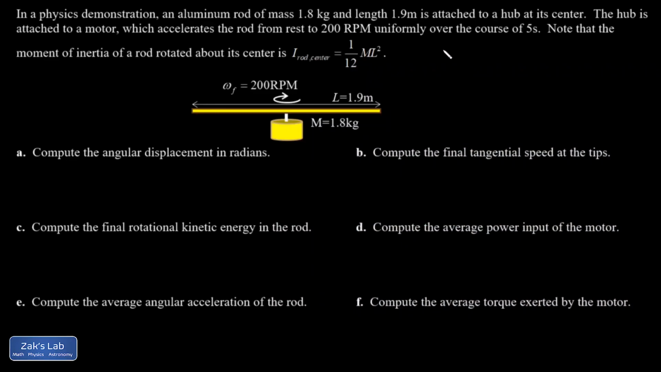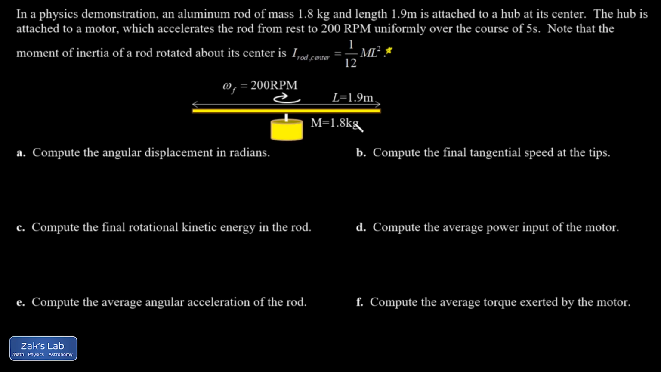This is the super review problem for rotational dynamics stuff. So I've asked 6 different questions on it. I have a rotating rod rotating about its center here, and I'm given a formula for the moment of inertia that comes from that. And I think I've labeled everything in the graph.